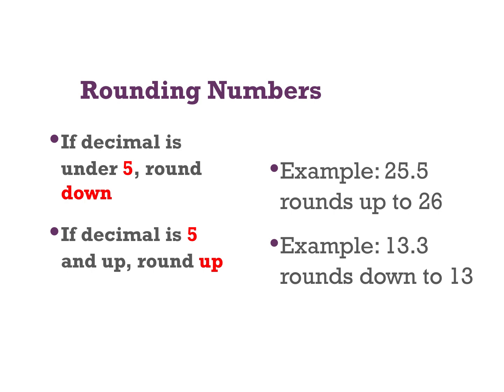So some examples. Let's say you have 25.5. This 5 causes this number to round up, so this changes just to 26. Another example, 13.3. This 3 is going to cause that 3 to round down, and that means it just stays the same. So it just rounds down to 13.